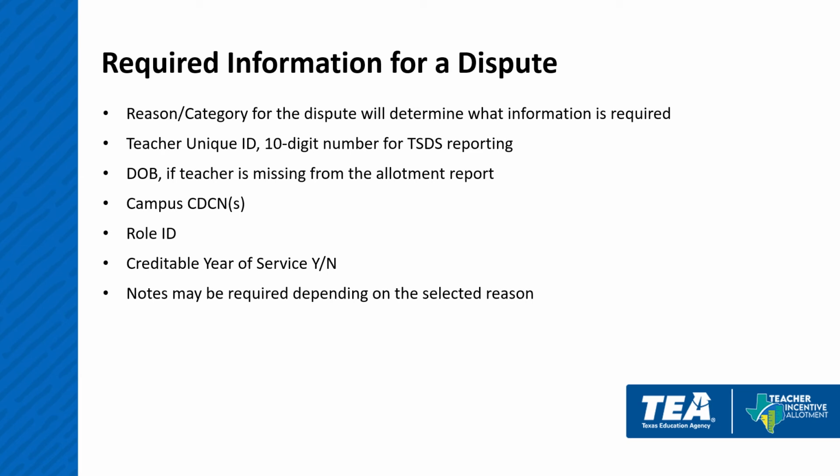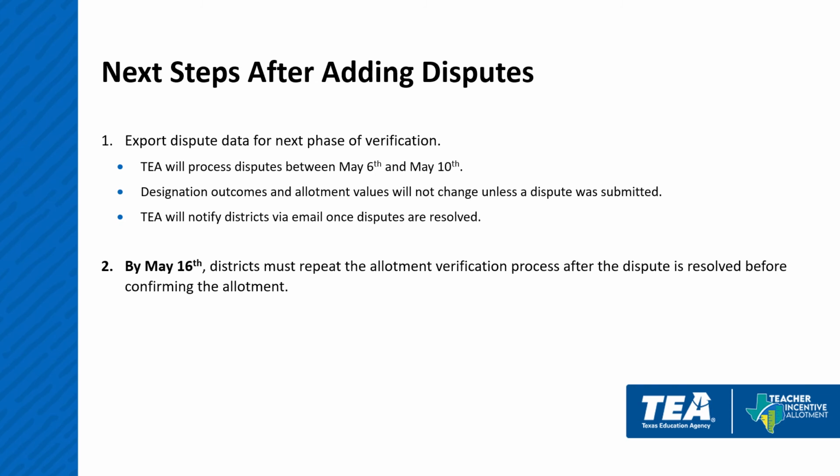So after adding a dispute, we ask districts to export the dispute data for the next phase of verification. So you'll need to go back and make sure that all disputes were resolved once we process those. Our team will process disputes between May 6th and May 10th. And then if you had no disputes, your designation outcomes and allotment values can be considered final once you've confirmed. TEA will notify districts via email once the disputes are resolved. You'll also see in your disputes page that TEA will add comments so that you have a record of your dispute history. By May 16th, districts must repeat the allotment verification process after the dispute is resolved before confirming the allotment.